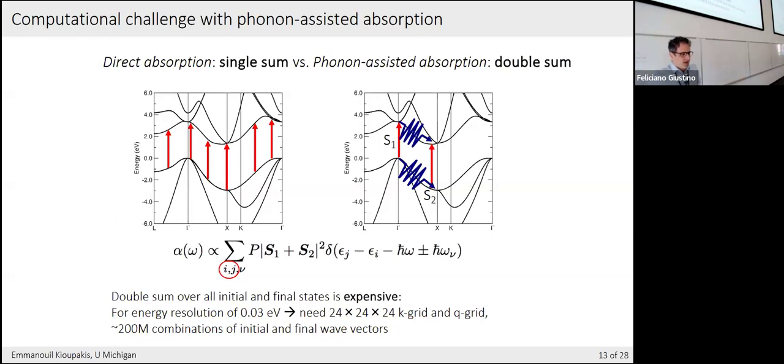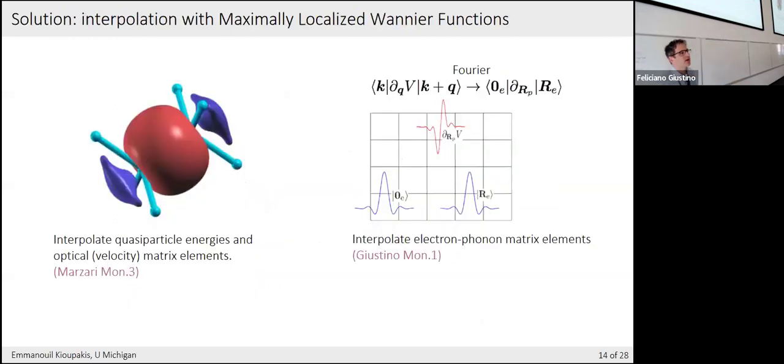Okay, so doing one of these calculations for the matrix elements, easy. You can do it on your laptop in 5 minutes. Doing 200 million of them, not possible, even on big supercomputers. And that's where the techniques that we learn in this school come in. The solution is to interpolate the necessary quantities using maximally localized Wannier functions.